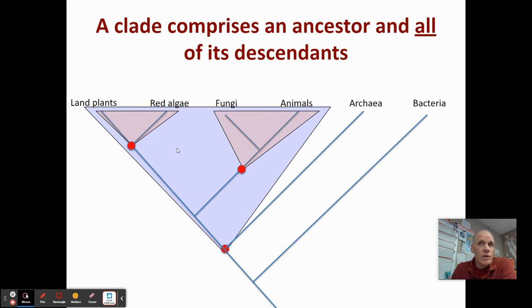Is this a clade? Yes or no? Take a few seconds and look at it and tell me what you think. The answer is no. Why is it no? Because it does not include all of its descendants. Here's the ancestor, but in order for this to be true, we would have to include the archaea, but we're not. Now this is a valid clade right here. We have this common ancestor, and this includes all of the organisms that are its descendants, the animals, the fungi, the red algae, and the land plants.